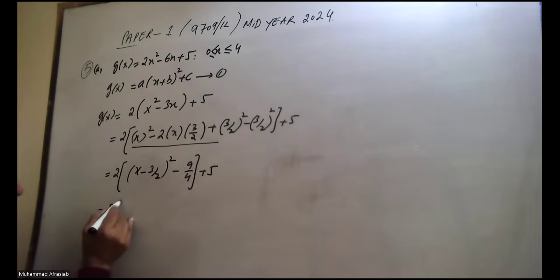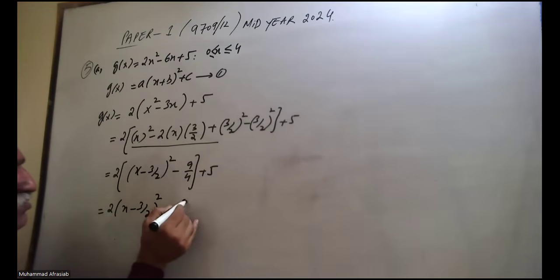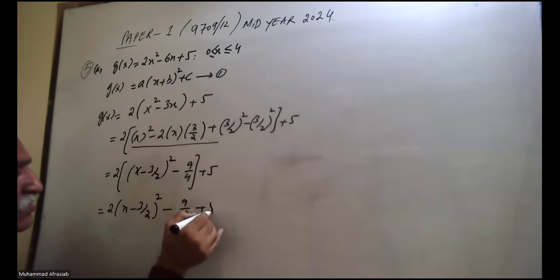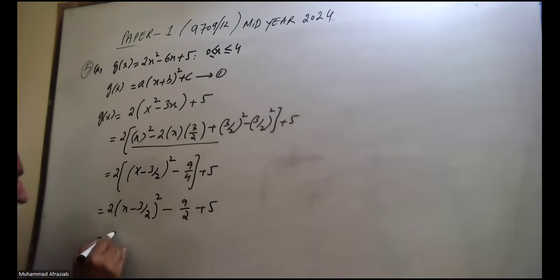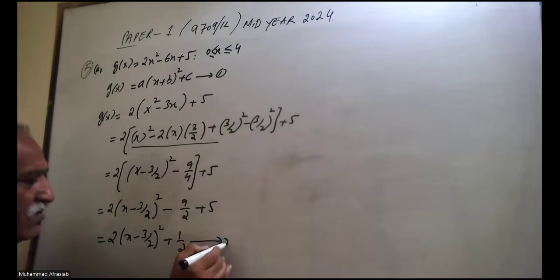This will be equal to 2 into (x − 3/2)² minus 9/2 plus 5. This will be equal to 2 into (x − 3/2)² plus 1/2. So if we compare 1 and 2, then the a value is equal to 2, b value is equal to −3/2, and c value is equal to 1/2.